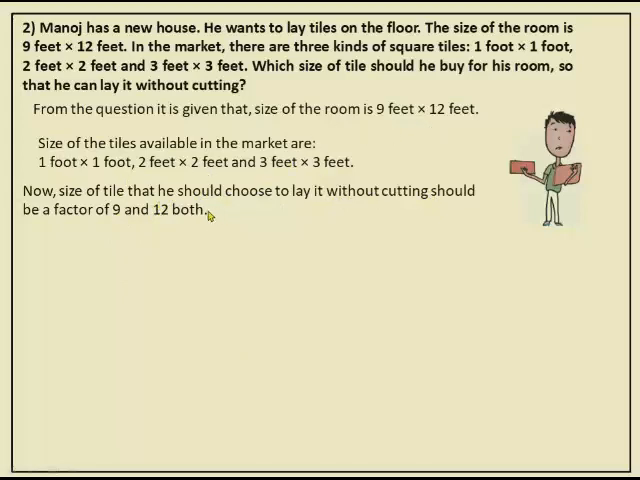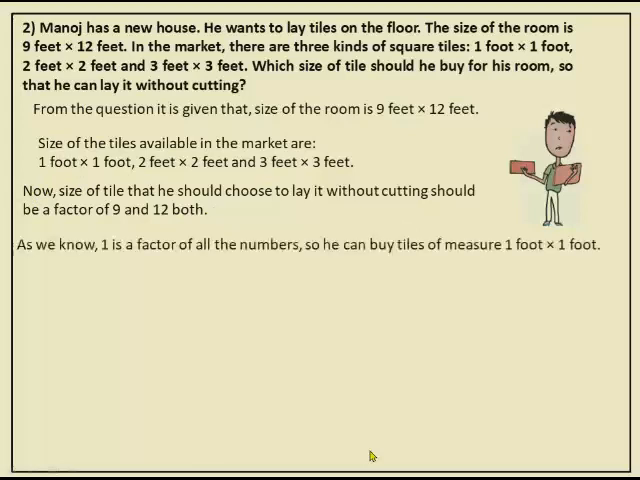If it is a factor, then only there will be no remainder, you will get 0. Then there is no need for cutting. So, we have to find which are the factors. Now, as we know, 1 is a factor of all numbers. 1 and the number itself are factors. So, he can buy tiles of 1 by 1.